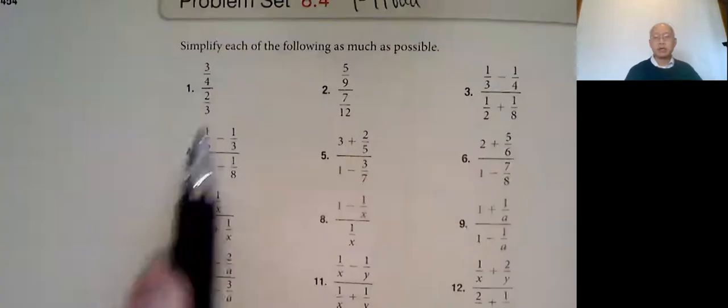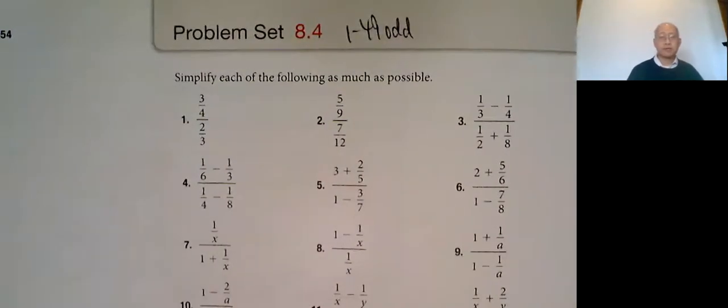These are notes for section 8.4. Okay, 8.4, page 454, 1 to 49 odd. We're doing complex fractions now. It looks like fractions within fractions. So how do you tackle weird looking stuff like this?